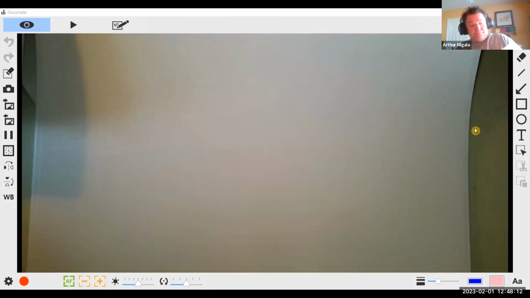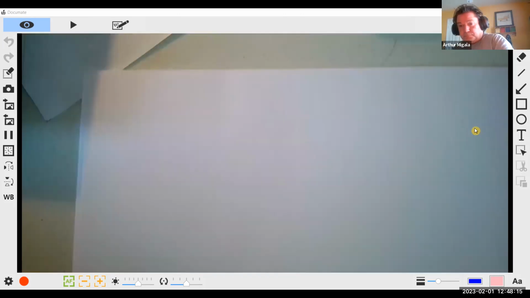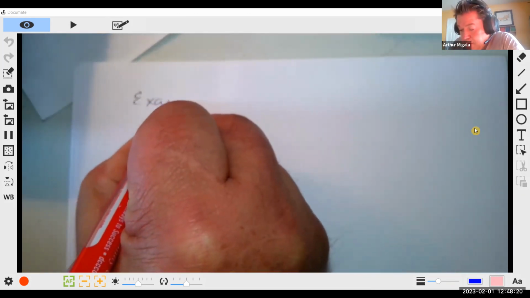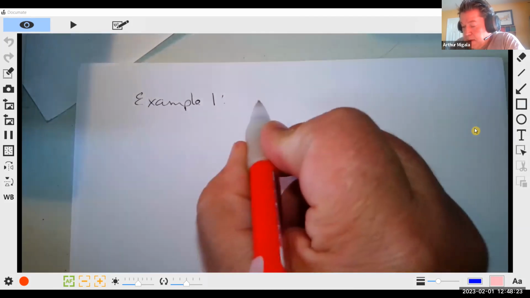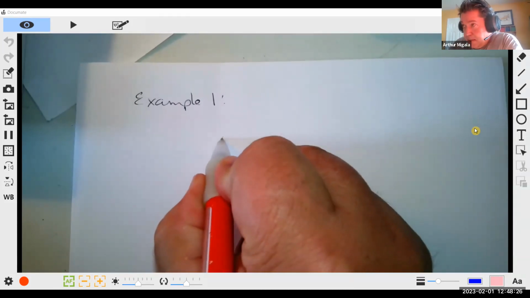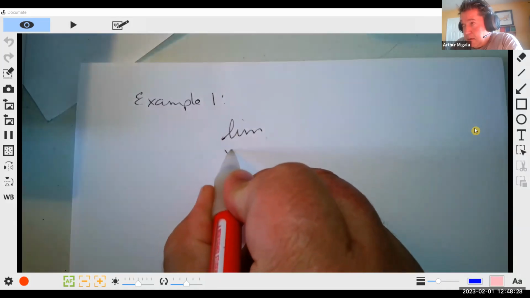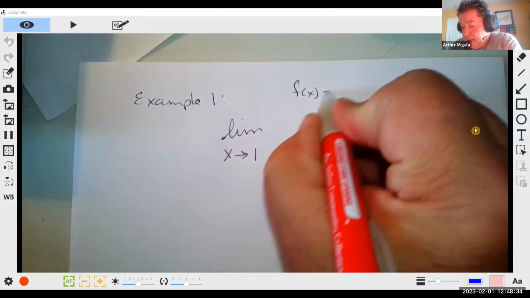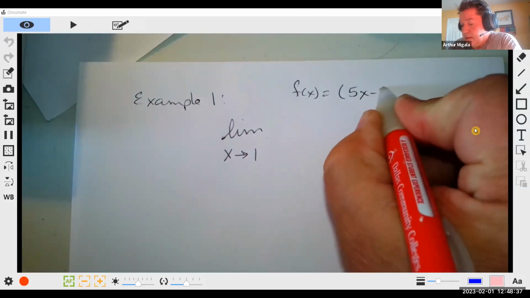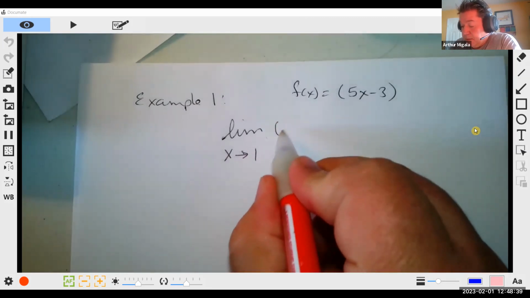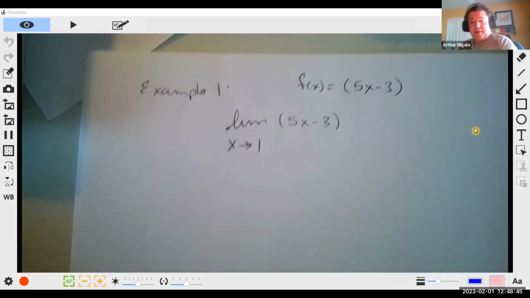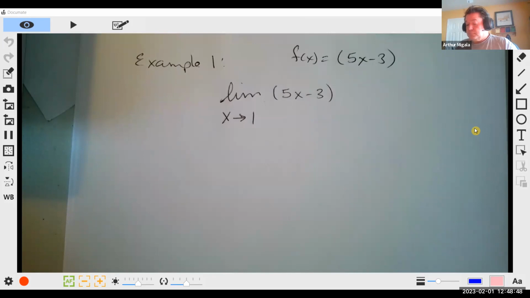Let's look at an example. Let's say f of x equals 5x minus 3. We'll start with that. We're going to use epsilon delta proof for this one.